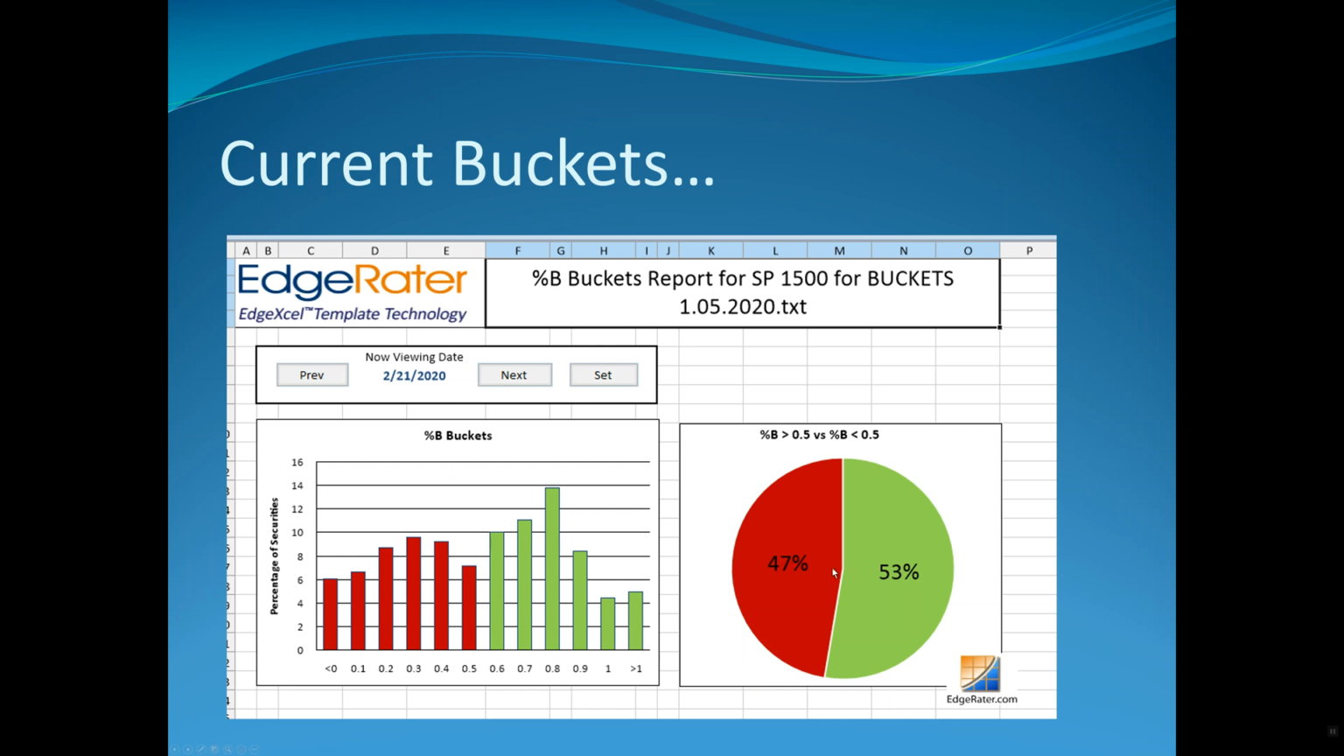Current buckets. Now here's a neutral picture where we have pretty much the same number of stocks below and above the Bollinger Bands and almost a 50-50 split above and below the midline. The good news is maybe the market's not as bad as it felt.